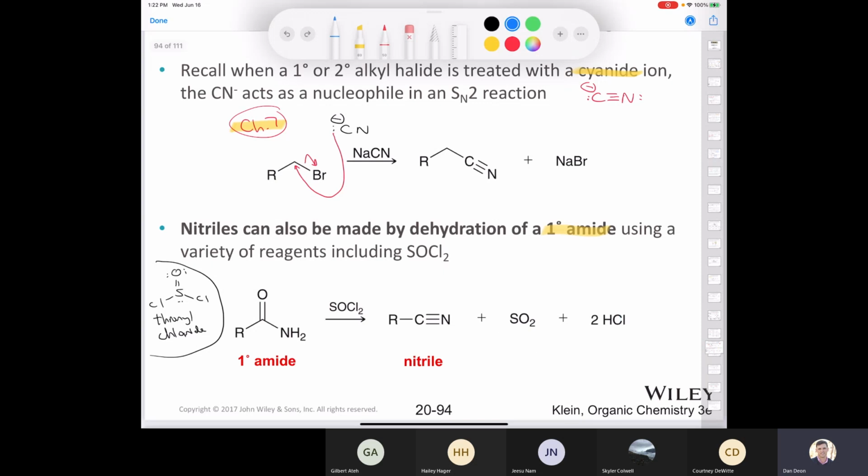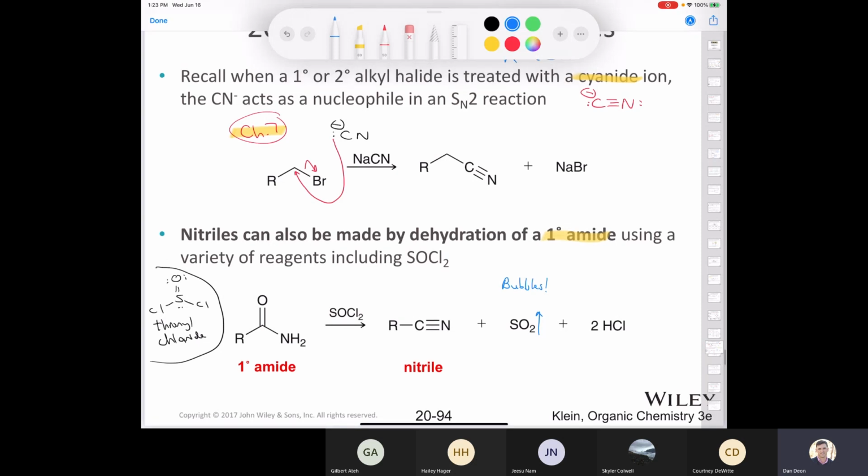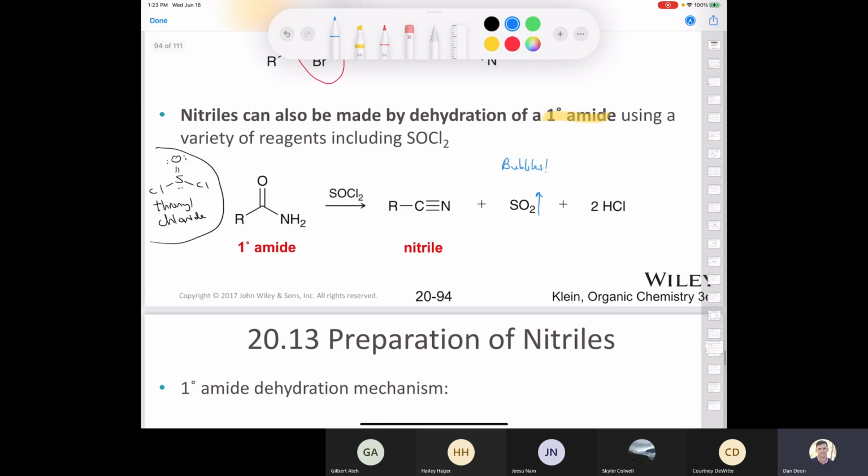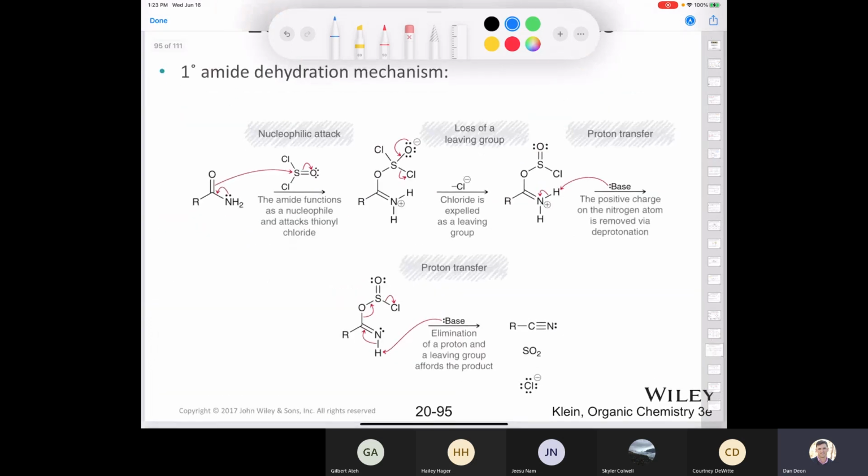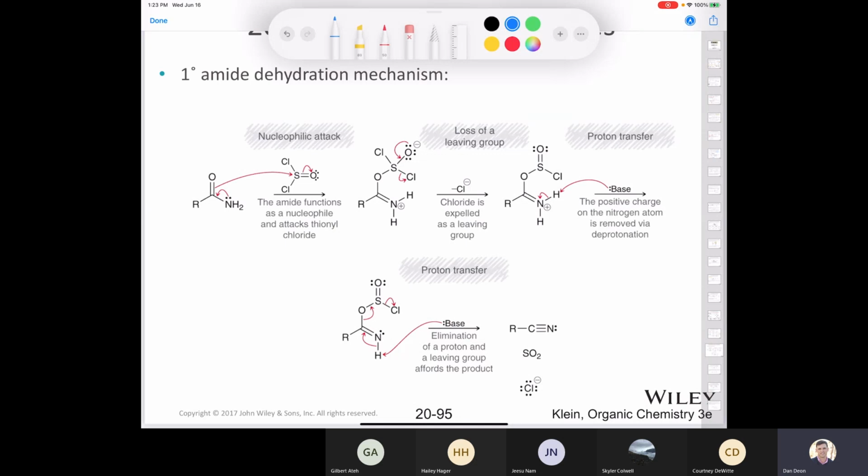One of the oxygens is incorporated into the sulfur dioxide, and two of the hydrogens are incorporated into the two molecules of HCl. But you should know that sulfur dioxide is a gas, so this is going to form bubbles if you're doing the reaction in solution, which you would be. Once you see the bubbling subside, then you know that your reaction is complete and you've made your nitrile. Now the mechanism for this primary amide dehydration to make the nitrile is shown here.